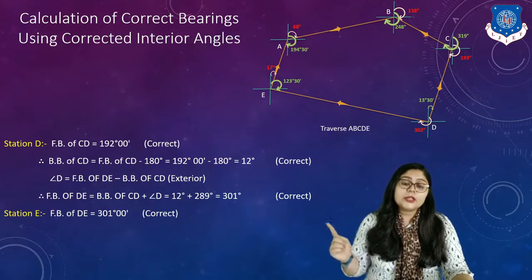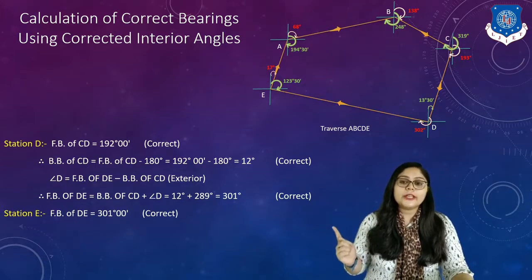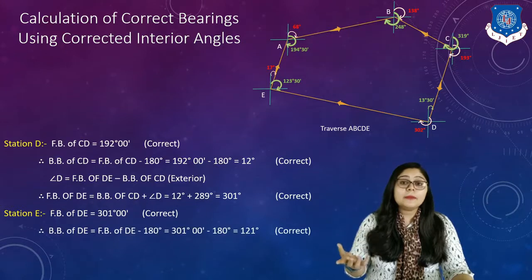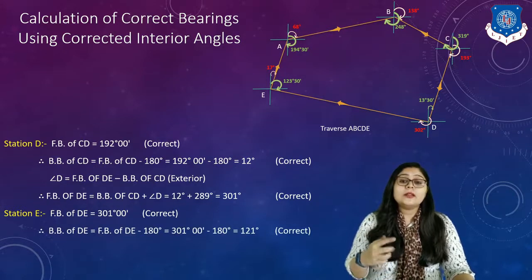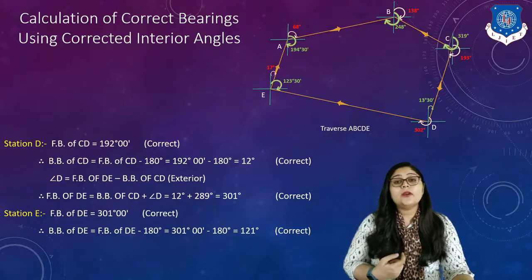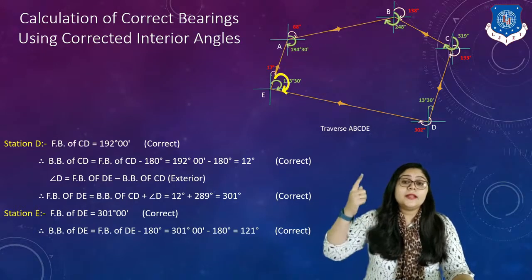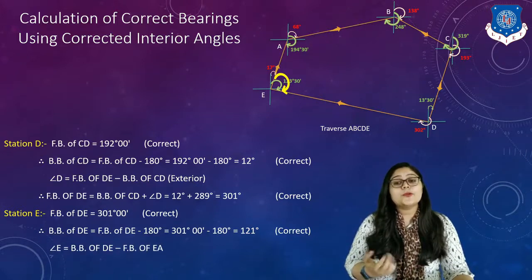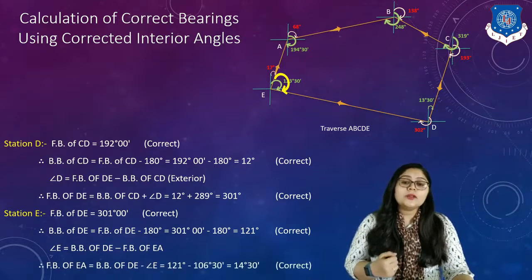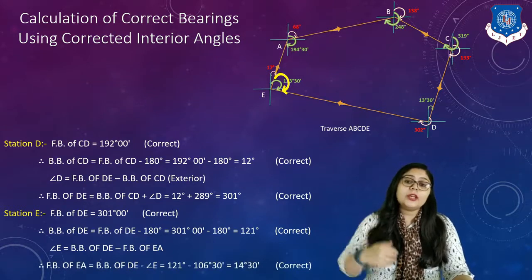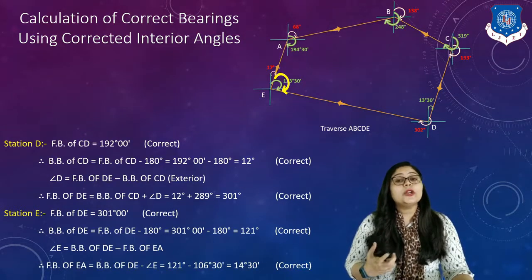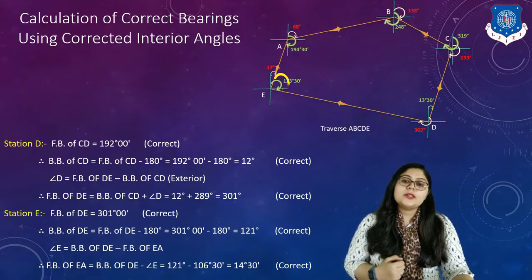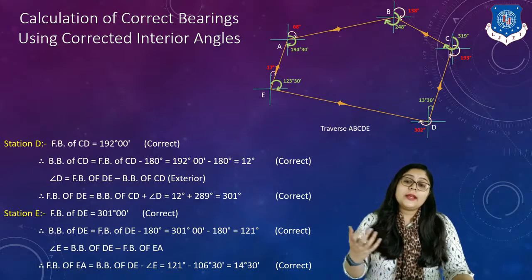Now for station E, you have identified the fore bearing of DE. Now you can calculate the back bearing using the equation, where 301 is higher than 180, so simply subtract it. So you get 121 degrees. Now you can see in this traverse that you want angle E, which is the back bearing of DE minus the fore bearing of EA. Putting in all the values, you get the correct fore bearing of EA, which is 14 degrees 30 minutes, right? So this is the way in which you can calculate all the corrected lines, right?